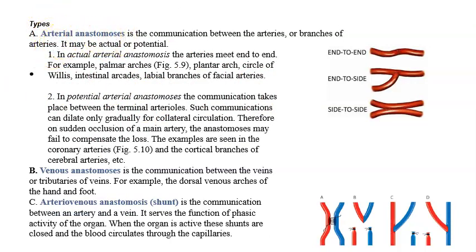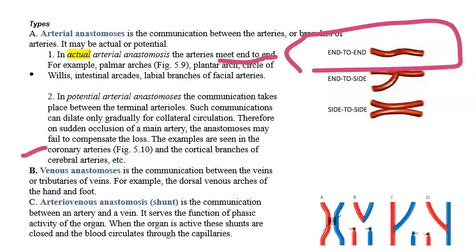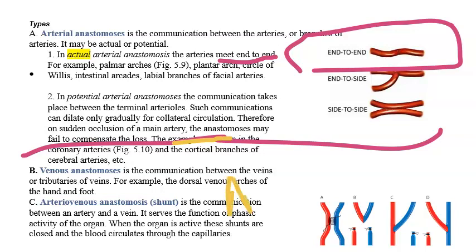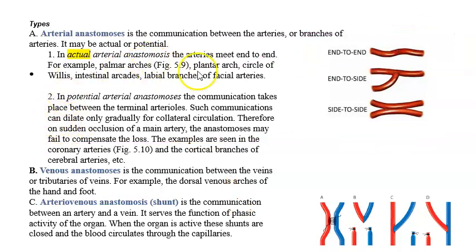Now, focus people, under arterial again you have 2 types: actual and potential. Actual means the arteries meet end to end, something like this. There's one like this, and then there's one like this. End to end they are anastomosing somewhere here. End to end anastomosis is happening. That is actual. Where will you see this? In the palmar arch, plantar arch, circle of Willis, intestinal arcades, labial branches of facial arteries. So we are talking only about arteries.